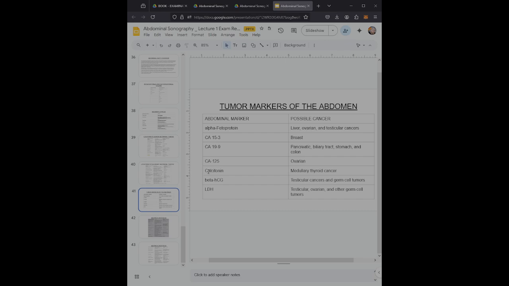Calcitonin. This is one of the hormones produced by the thyroid, and in a large portion of patients with medullary thyroid cancer, the calcitonin level is increased. Therefore, calcitonin is a sensitive tumor marker for medullary thyroid cancer.